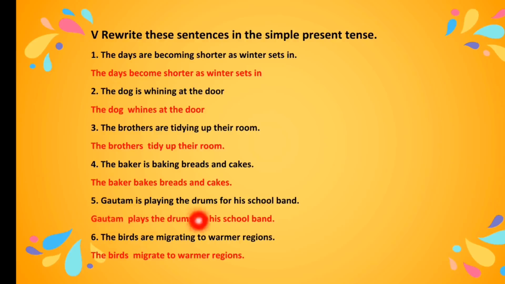The birds are migrating to warmer regions. So the birds are migrating will change to migrates or migrate. So here it is birds, so we have to use the V1 form of the verb. The birds migrate to warmer regions.